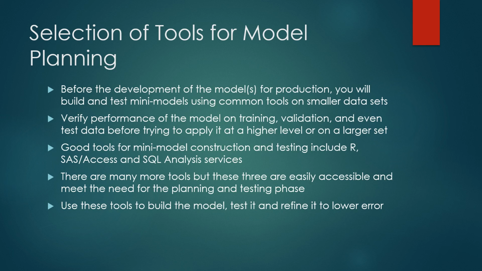Okay, selection of the tools for model planning. Before the development of the models for production, we want to build and test mini models. Okay, so now we've got an idea of the data and we've got an idea of the different models, and we've actually got one or two that we might want to select. Let's test them out. So we'll test mini models. By mini models, let's say it's the same model, but it can be done on a miniature set or a sample of the data. And we want to verify performance of the model on training, validation, and even test data before we're ever going to try to apply it at a higher level or on a larger set.